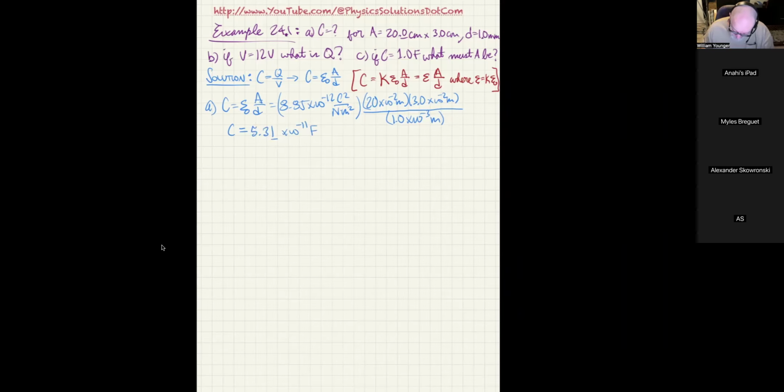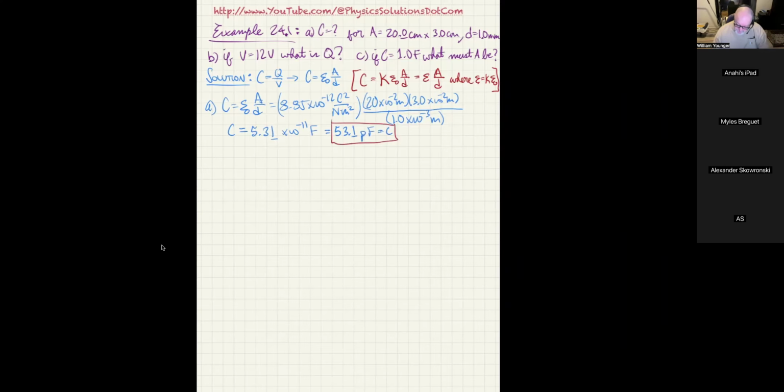And of course, 10 to the negative 12th would be pico. So if I divide by 10 to the 1, that would make it 10 to the negative 12. But then I have to multiply by 10 to the 1 power. So that'd make it 53. So I could call this 53.1 picofarads. And that's the capacitance.